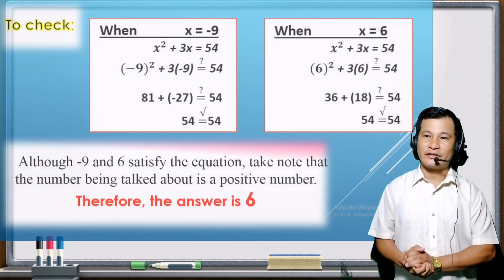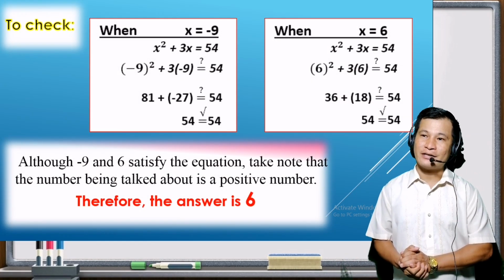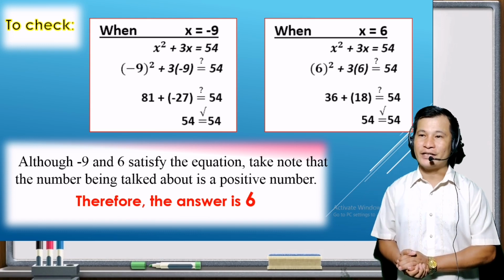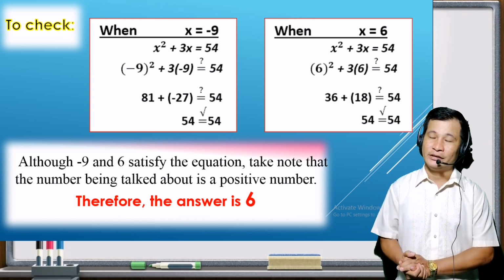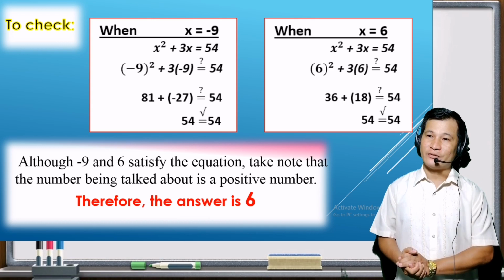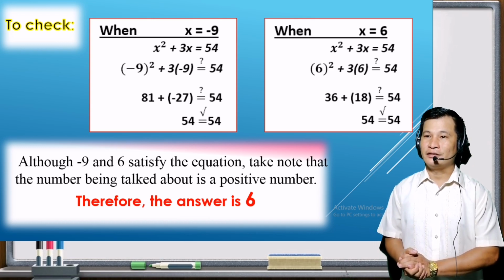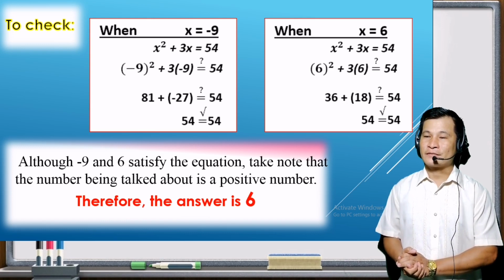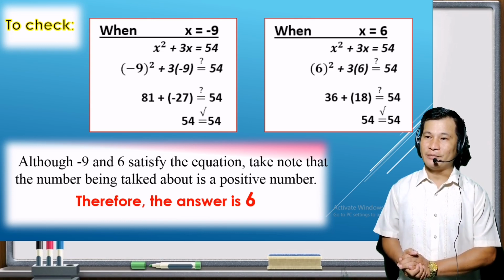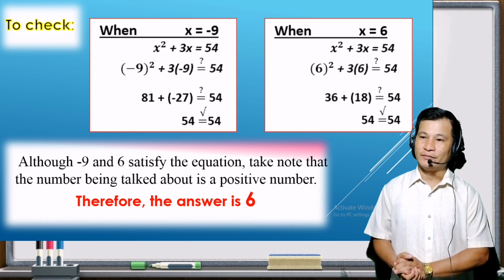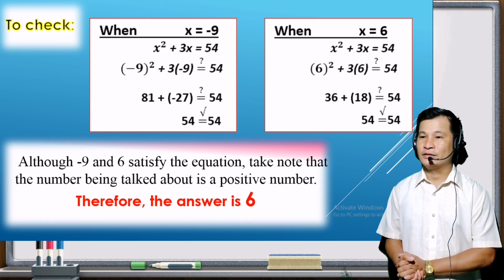If we are going to try to substitute the computed values of x, when x equals negative 9, we have x squared plus 3x equals 54. So we have negative 9 squared plus 3 times negative 9 equals 54. We have 81 plus negative 27 equals 54. And then 54 equals 54.